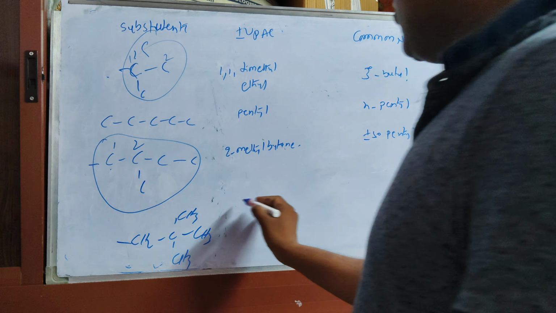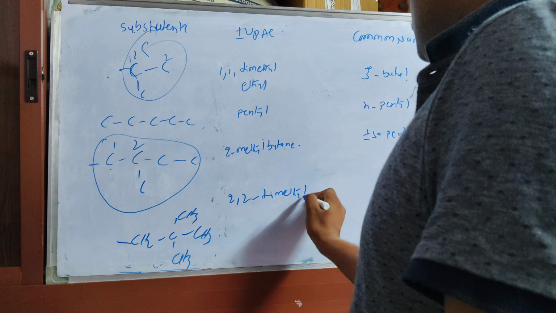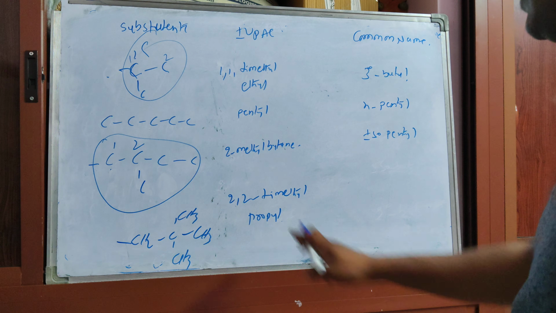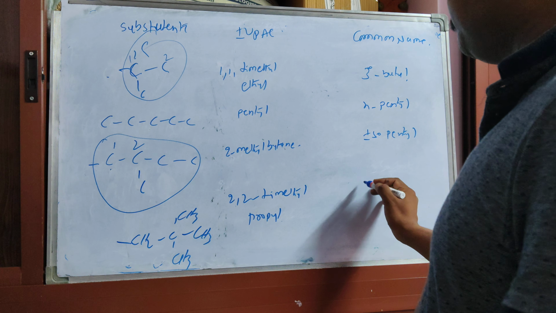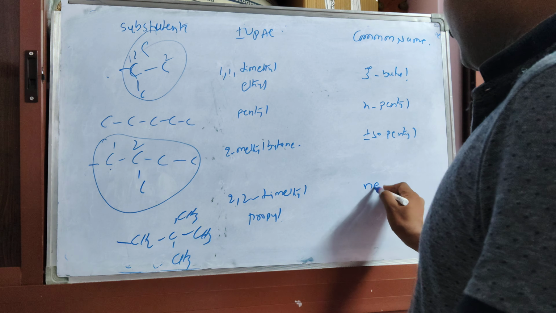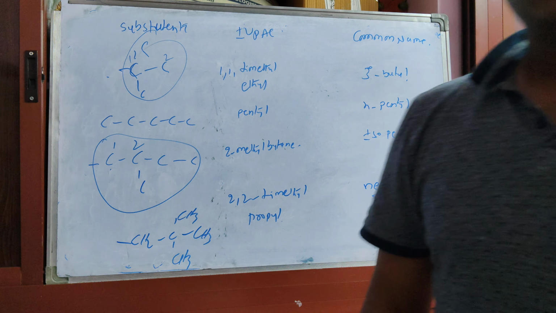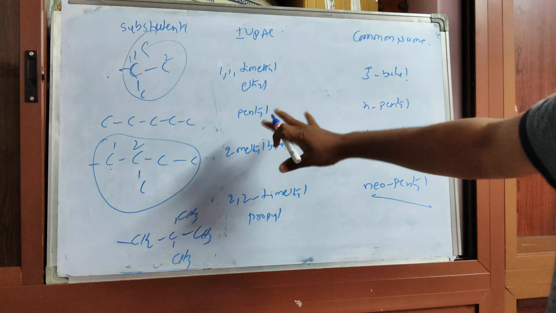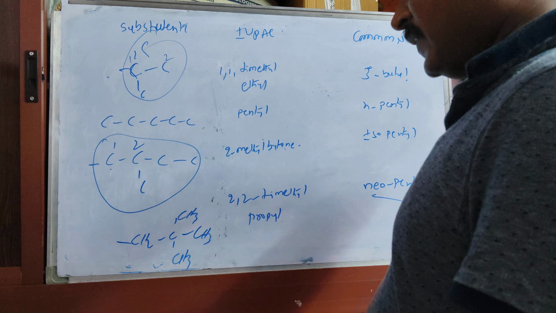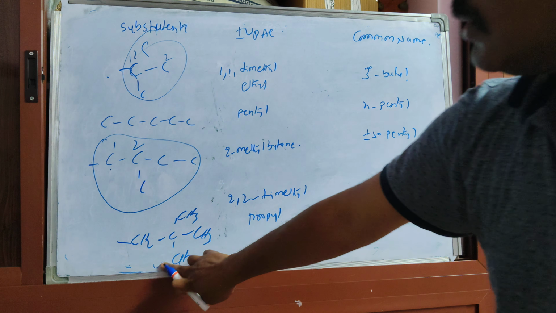2, 2 dimethyl propyl. 2, 2 dimethyl propyl. But here this is tertiary, neopentyl. This is known as neopentyl. These are the very important compounds. You have to identify them, common name or IUPAC name or substituent, whatever it may be. Why? Because this comes in many cases as a substituent.